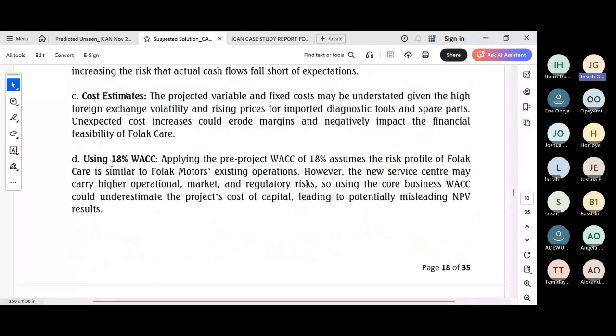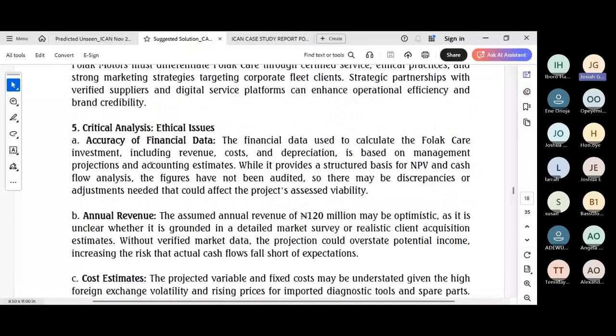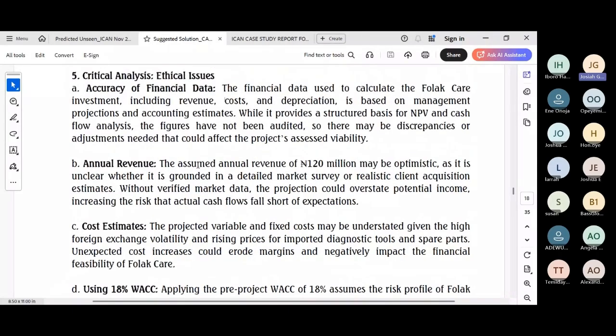Number 4 is the 18% weighted average cost of capital. Assuming the risk profile of Folak Care is similar to Folak Motors' existing operations, this 18%, how did they come about it? So these are areas you can talk about under this box of ethical issue. And so for some of us that spoke about asking about sustainability compliance, if sustainability is injected, maybe the second requirement, this is where you bring it on, and you're just looking at areas that are ethical issues or critical to the case.